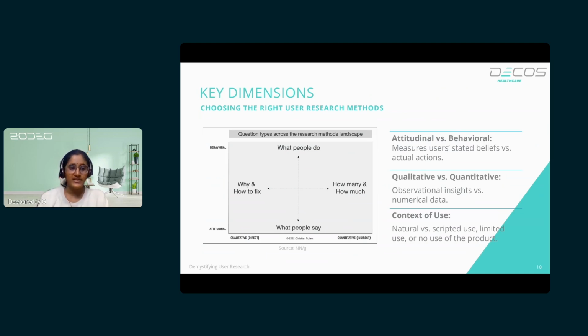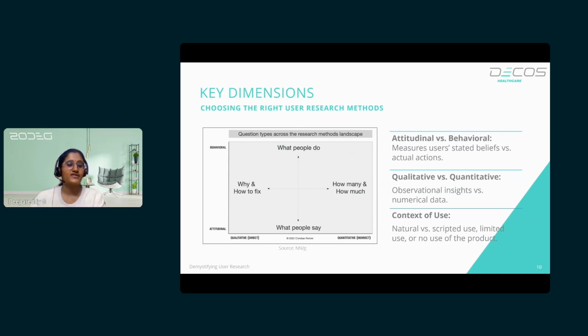Coming to quantitative research, it answers how many or how much through numerical data and statistical analysis, like surveys with closed-ended questions, analytics, and A/B testing. It measures the extent and impact of users' behaviors, which is why it is called quantitative research.